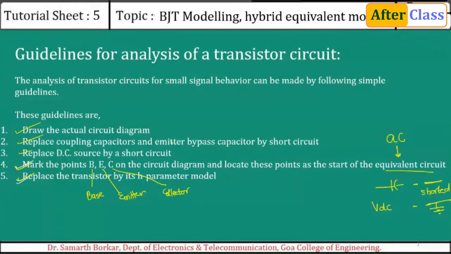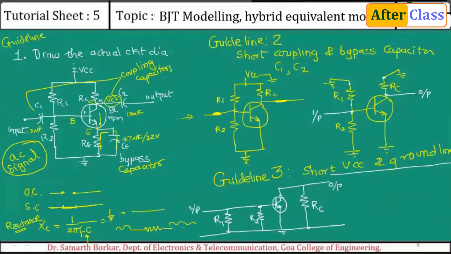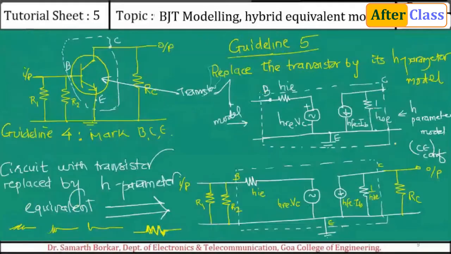Replace the coupling capacitor and emitter bypass capacitor by short circuit. Replace DC source by a short circuit here. That means VCC has to be connected to ground. Mark the points base, emitter, collector, and replace the transistor by its H parameter model. So this was the model.